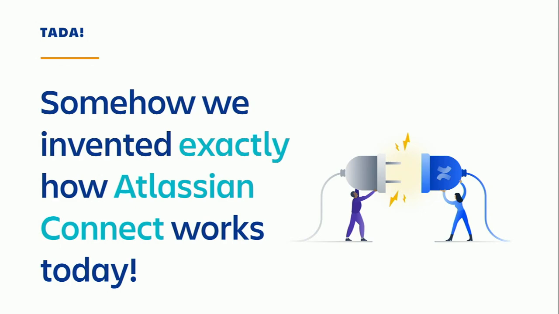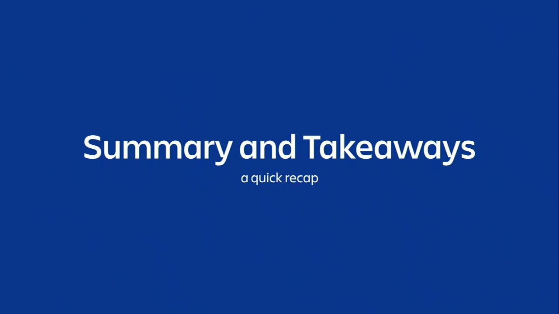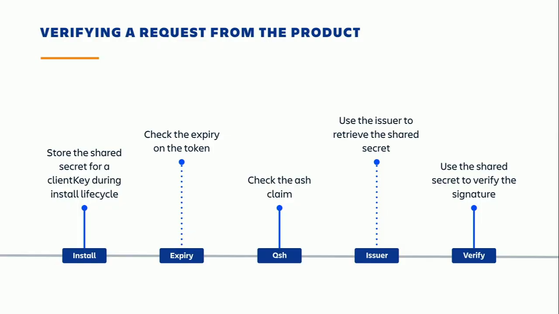Wow, what a surprise. All right, a quick recap and summary of how it all works. So, from start to end, how do we verify a request from the product? First, during the install lifecycle, we store the shared secret for that client key. Then, when we receive a request, we check the expiry on the token to make sure it hasn't expired yet. Then we check the QSH claim and make sure that it matches all the request parameters. Finally, we use the issuer information in the JWT token to retrieve the shared secret and generate another signature and verify it against what we received.